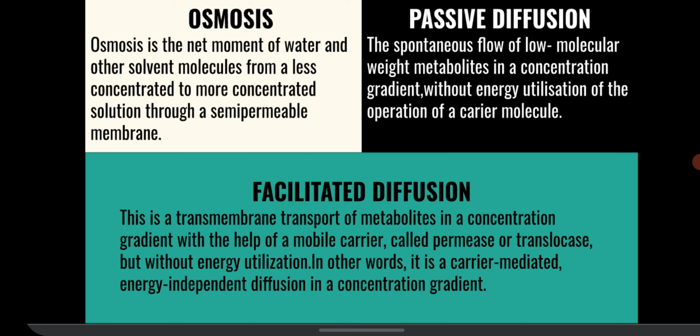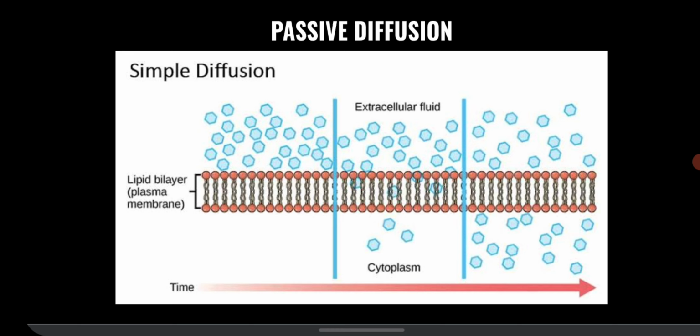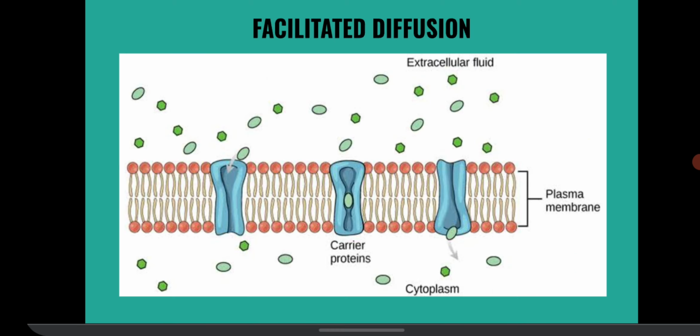This is a transmembrane transport of metabolites in a concentration gradient with the help of a mobile carrier called permease or translocase, but without energy utilization. In other words, it is a carrier mediated energy independent diffusion in a concentration gradient. Osmosis, there is a semi permeable membrane. Passive diffusion, facilitated diffusion.